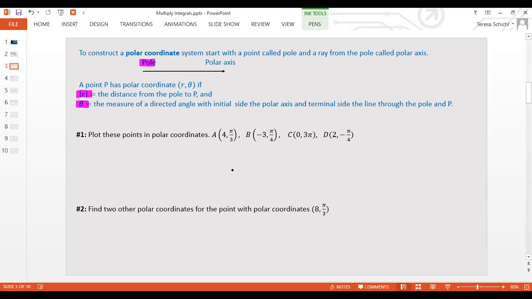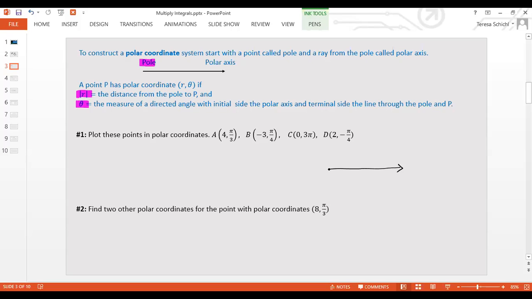So let's take a look at the first example. Let's get familiar with the polar coordinates. Now we take a look at how we take the integrations here. Okay, so this one's here. We say, hey, let's try to plot it in the polar coordinates.